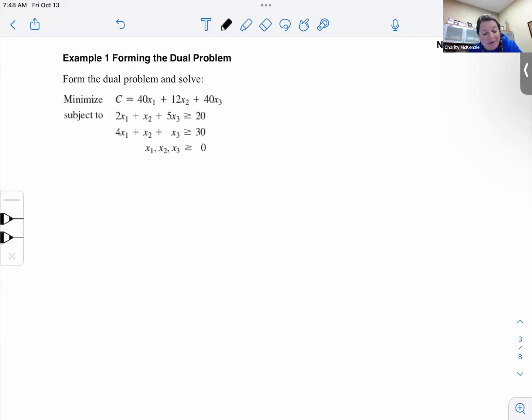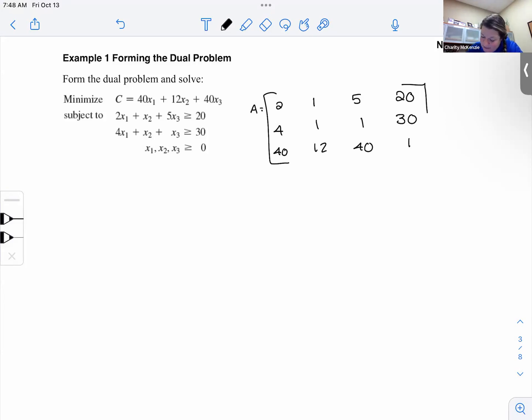We start with writing out a matrix. I'm going to call this A, and we're going to write out what we see, starting with its constraints, what you're subject to. So that's going to go 2, 1, 5, 20. Then it's going to go 4, 1, 1, 30. And then the cost row, lined up, would be 40 for X1, 12 for X2, 40 for X3, and the C will be a 1.